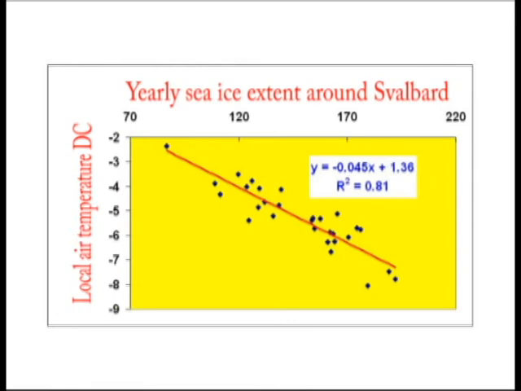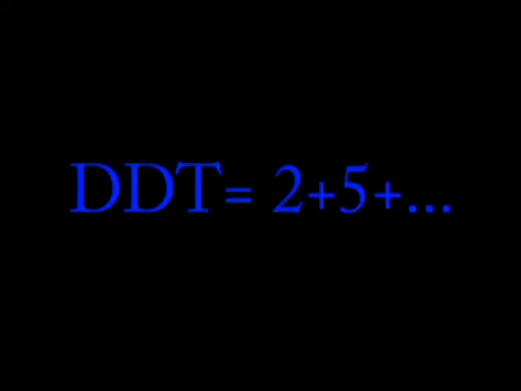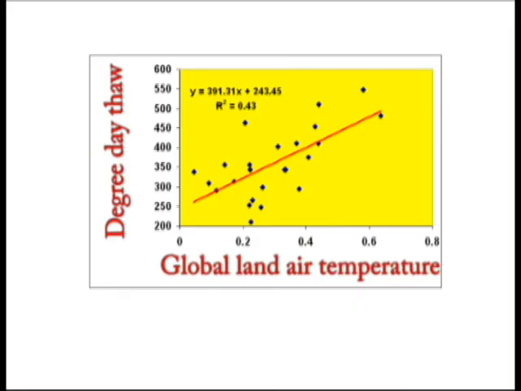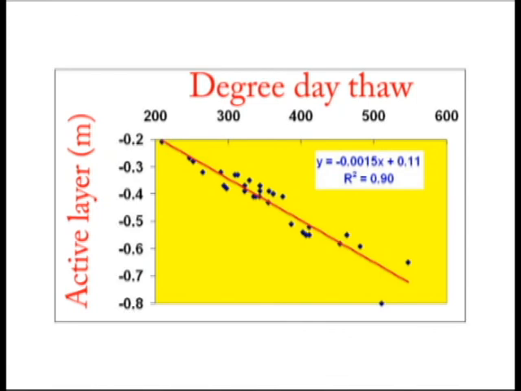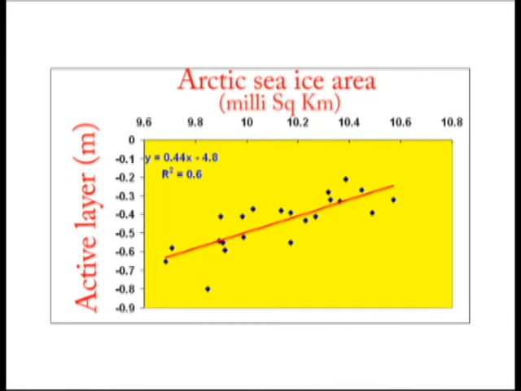The analysis on a local scale proved that the less sea ice around Svalbard results in higher local air temperature. Degree day thaw is the accumulated daily mean air temperature above zero that results in thawing the active layer. Analysis also showed there is a direct relation between degree day thaw and the air temperature. The higher the air temperature, the more the degree day thaw. And also, the more the degree day thaw, the thicker the active layer. The final result is the reduction of sea ice increases the thickness of the active layer.